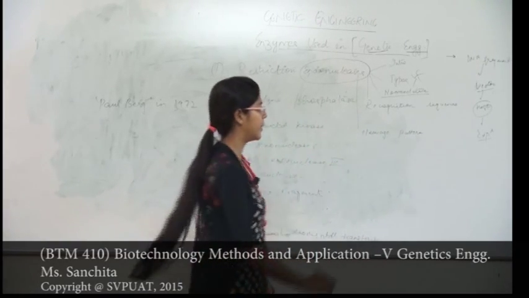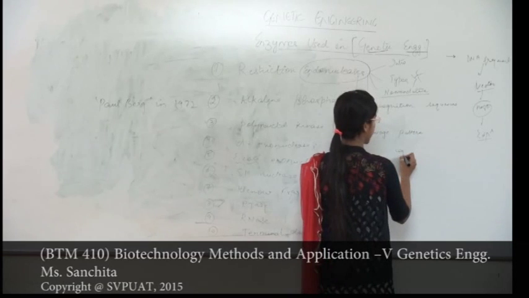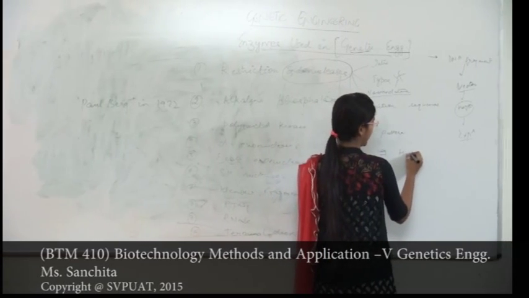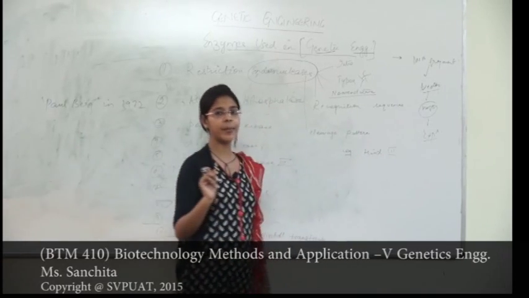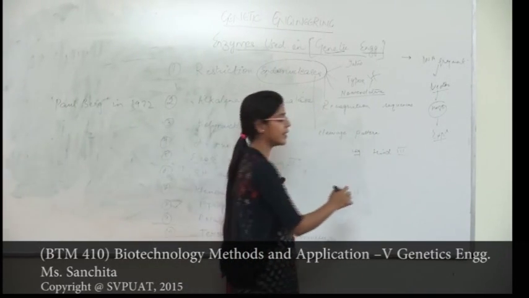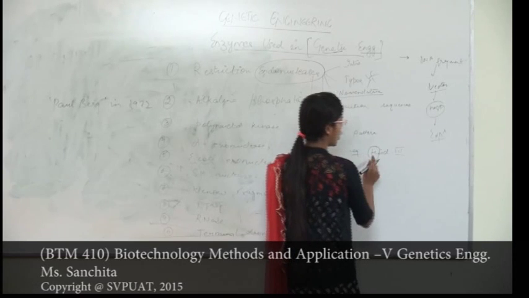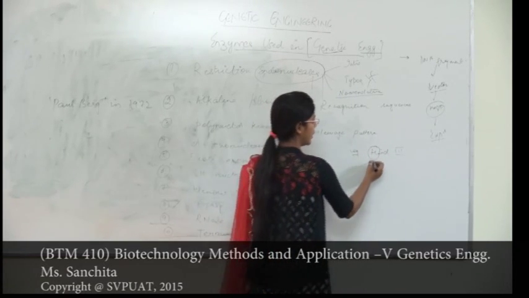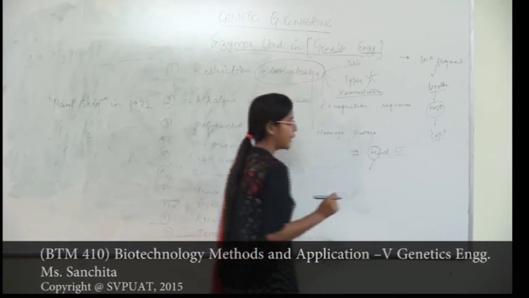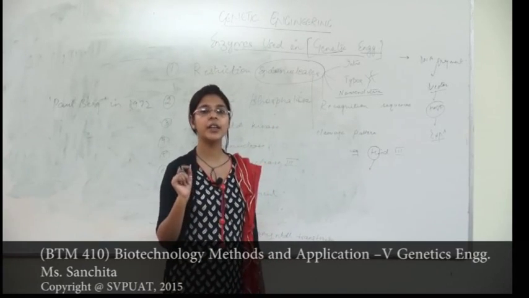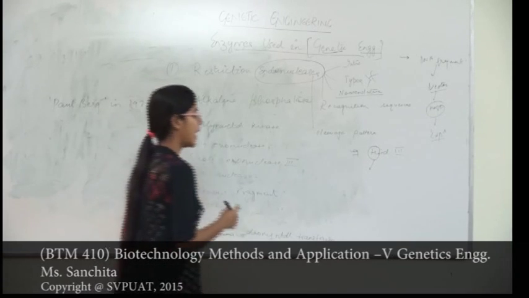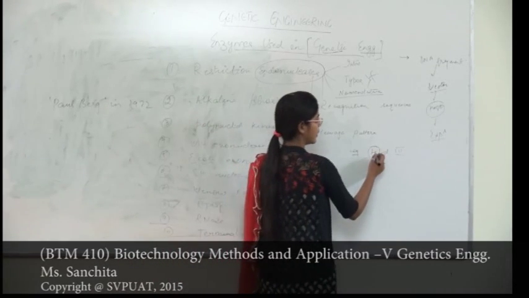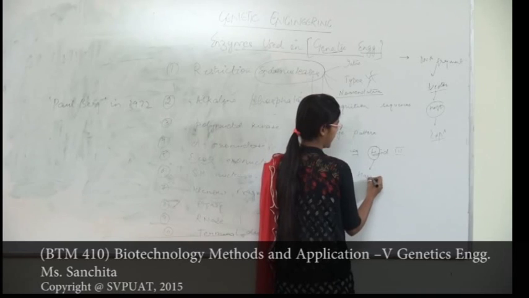Then we move towards the nomenclature of restriction endonucleases. How are these named? We will study with the help of an example. HindIII. This is the name of a typical restriction endonuclease. How is it named? The first letter of the name of the restriction endonuclease describes the name of the genus of the bacterium from which this restriction endonuclease has been isolated. Here H represents Haemophilus.